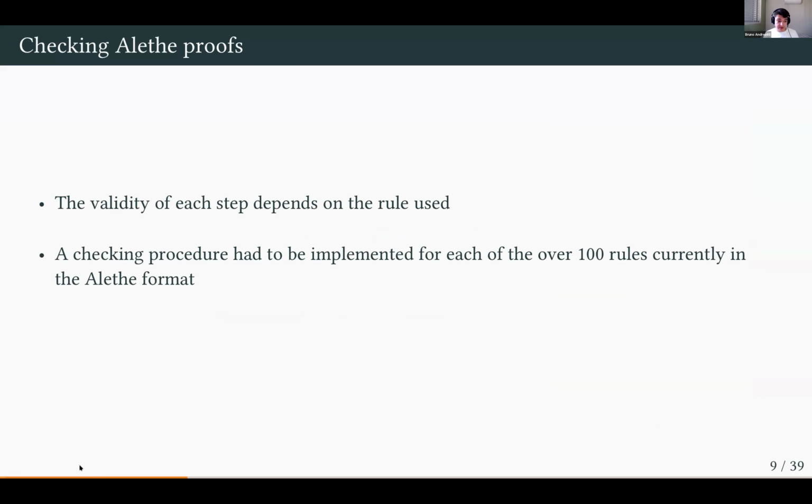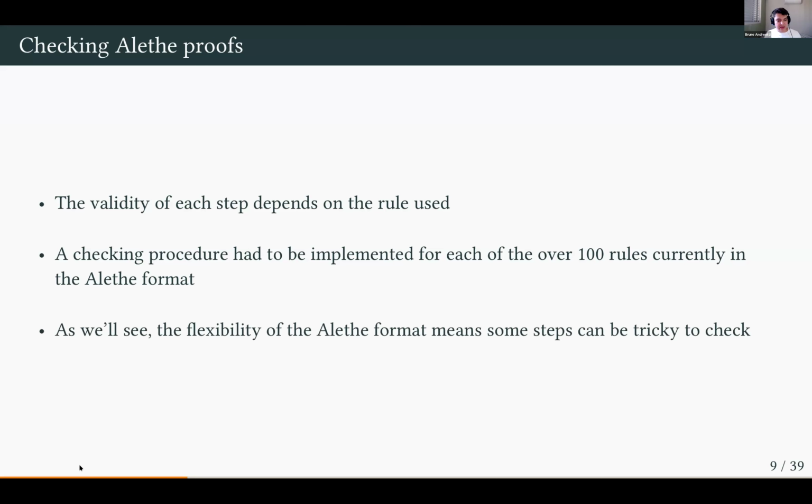So let's start. Each step in an ELETH proof has a different rule, and the way we check that step is going to depend on that rule. Since ELETH has currently over 100 rules, we had to implement a checking procedure for each of those 100 rules. And as we'll see, the flexibility of the format means that some steps can be very tricky to check, and just some general properties of the proof can be very annoying.